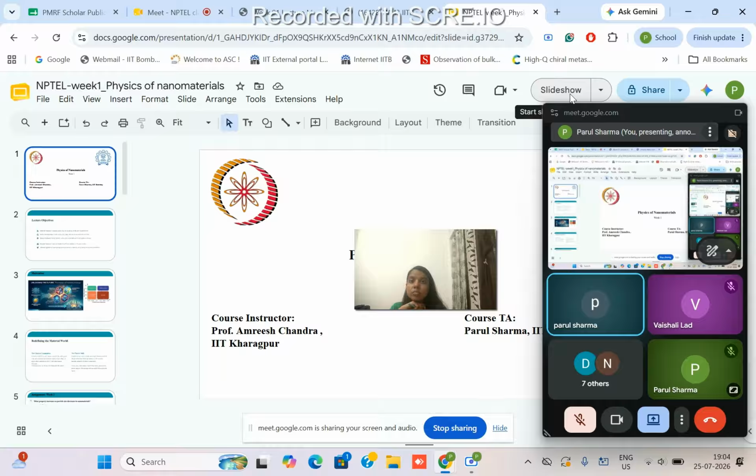So LSPR is the resonant oscillation of the conduction band electrons in a metallic nanoparticle confined to the nanoparticle surface under excitation of light. So you can see this light wave and the electron cloud there. When the light falls, there will be formation of positive and negative charge, a dipole moment, and then it will produce the oscillation which we are considering as resonant oscillation.